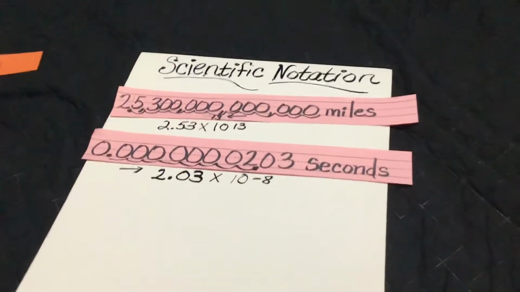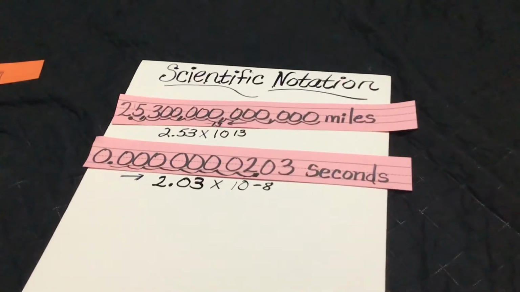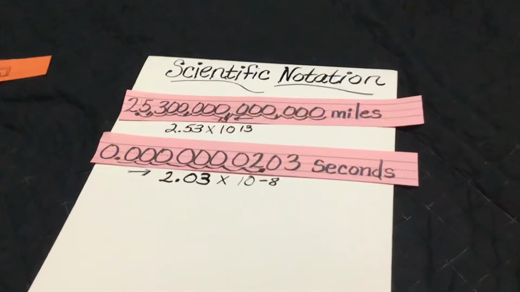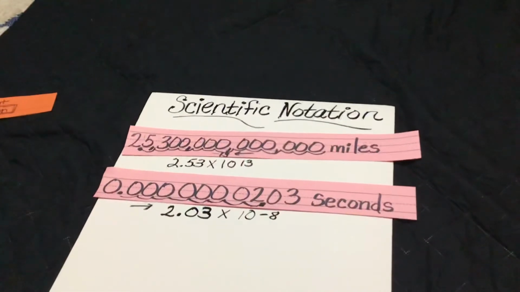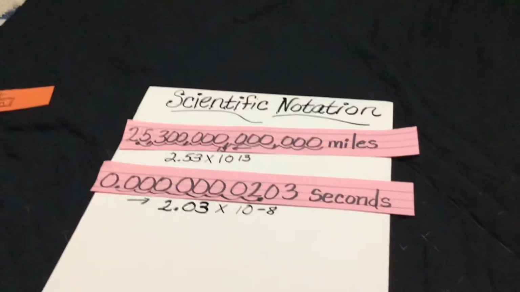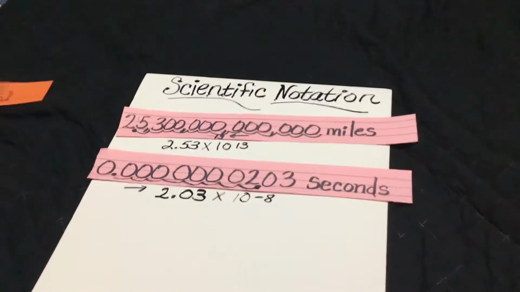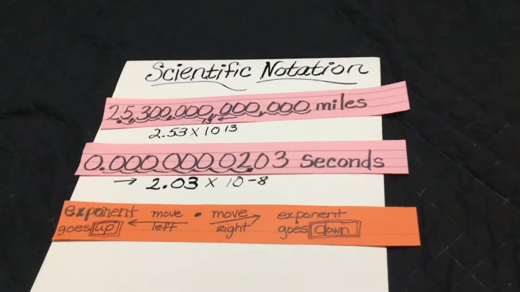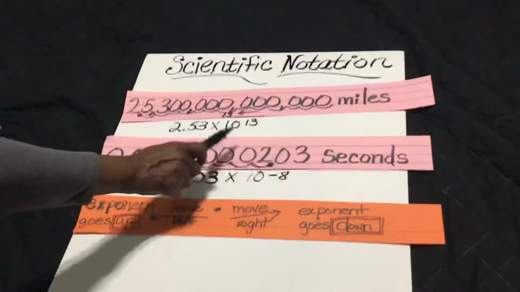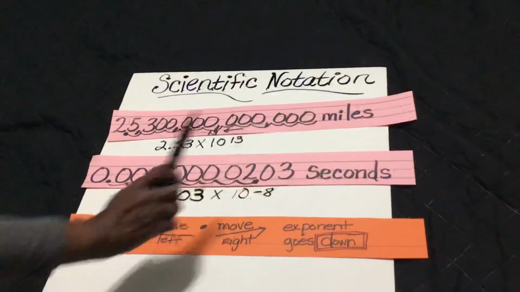Miss Heath, wouldn't the coefficient be 2.03? 2.03 times 10 to the negative 8. That is correct. So I move the decimal place in this direction and I get a negative exponent. I'm reminding you of the difference between when you get positive and when you get negative. Notice right here, my exponent is positive. Notice here, my exponent is negative.